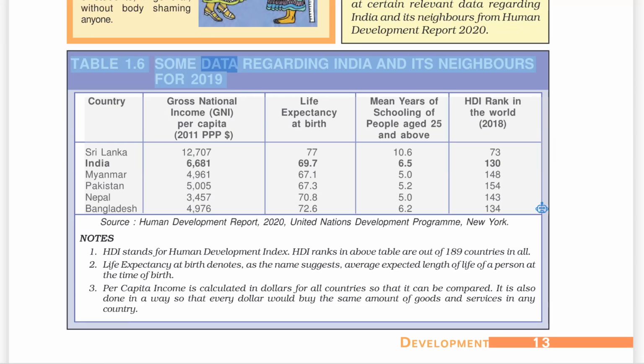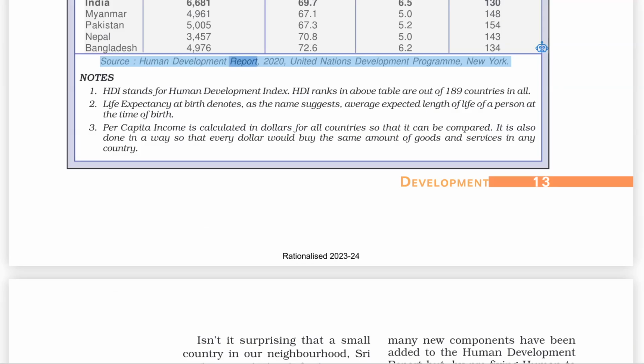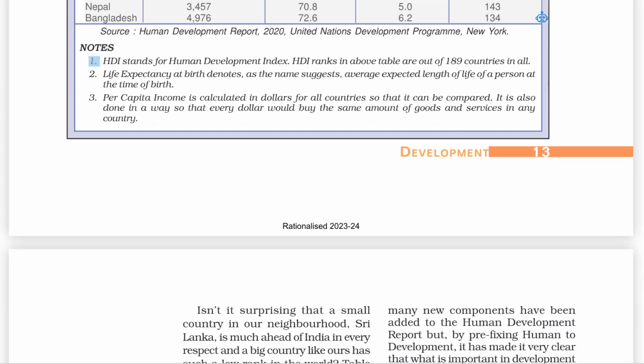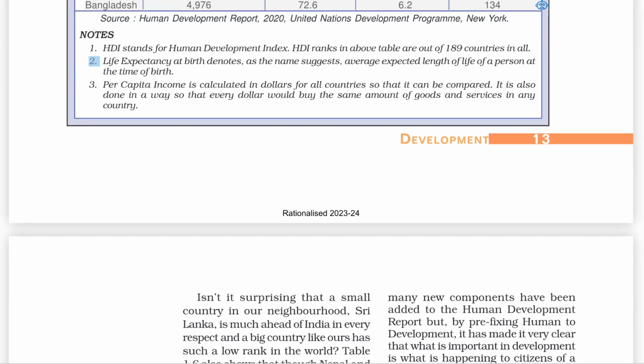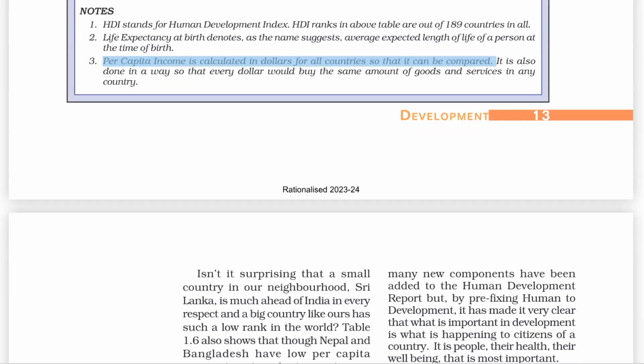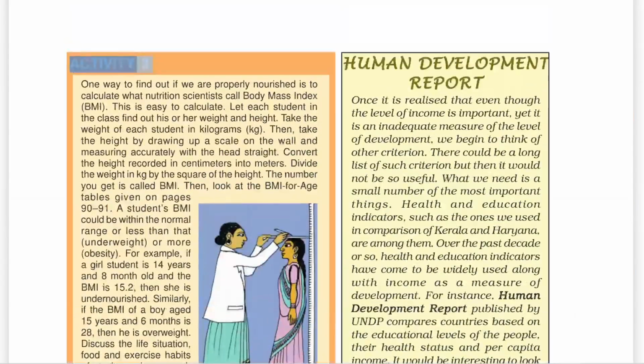Table 1.6: Some data regarding India and its neighbors for 2019. Source: Human Development Report, 2020, United Nations Development Program, New York. Notes: 1. HDI stands for Human Development Index. HDI ranks in the above table are out of 189 countries in all. 2. Life expectancy at birth denotes, as the name suggests, the average expected length of life of a person at the time of birth. 3. Per capita income is calculated in dollars for all countries so that it can be compared. It is also done in a way so that every dollar would buy the same amount of goods and services in any country.